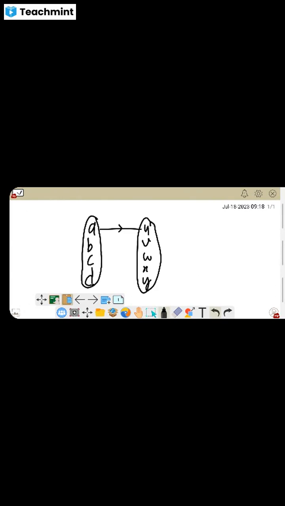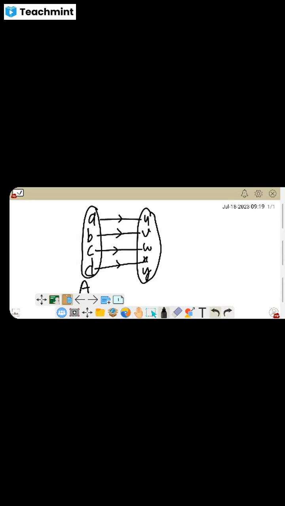Let us know in which condition we say this is a function or not a function. Let us understand some more by using some more mappings. If we have A, B, C, and D, and U, V, W, X, Y. A is associated with U, and the others with V, W, and X. And here we have Y without associating with any element of A. Then what do we say, is this a function or not?